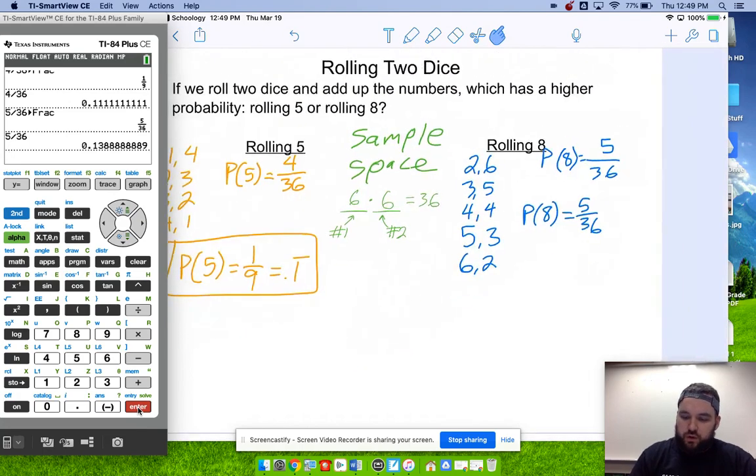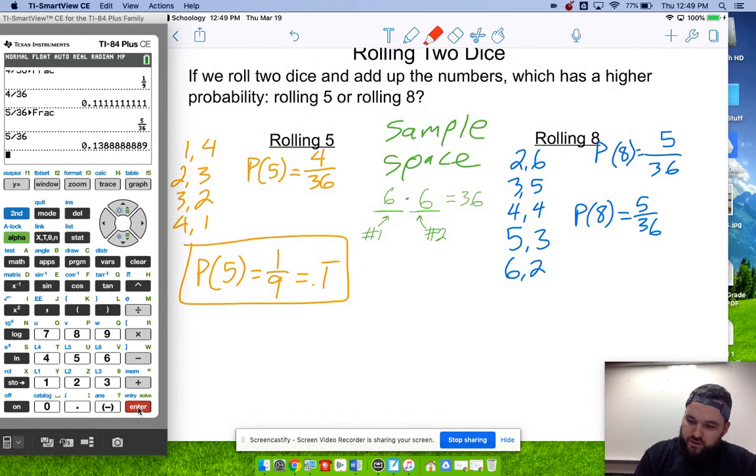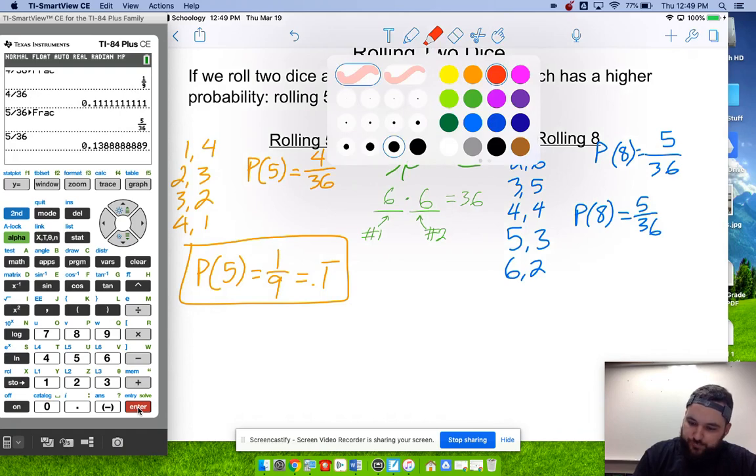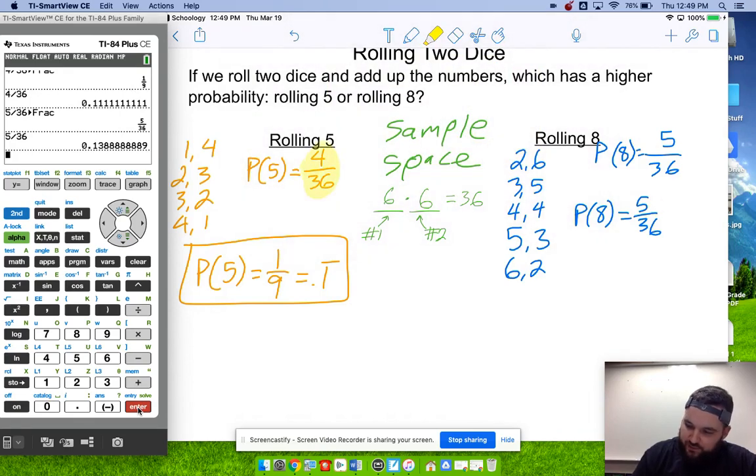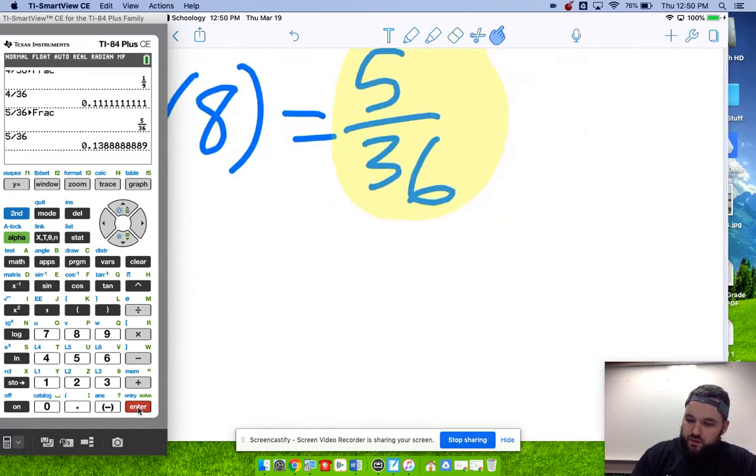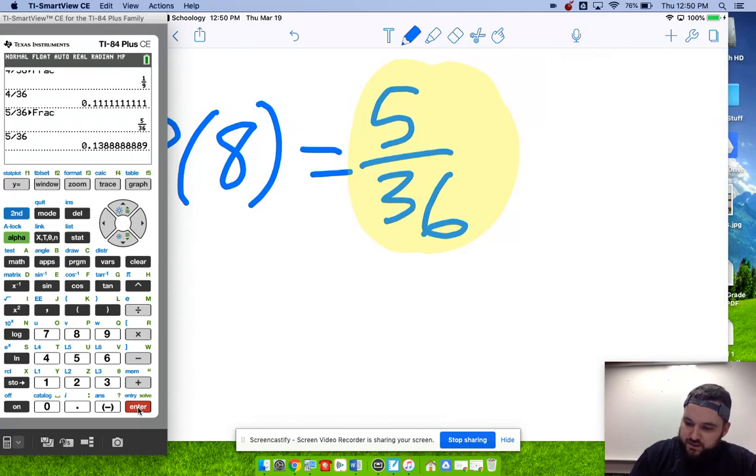if you were to look at this before I reduced and I saw 4 out of 36 and 5 out of 36, and I said which one's more likely, obviously it's 5 out of 36. But if you've already reduced the fraction to this, those numbers are a little bit tougher to compare, and that's where decimals can help us with this. So 5 out of 36 is 0.138, and then the 8s repeat.